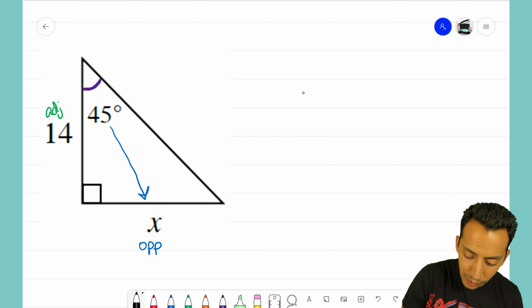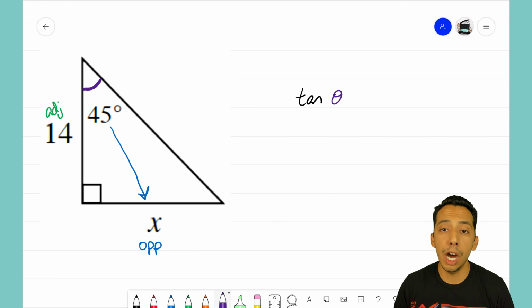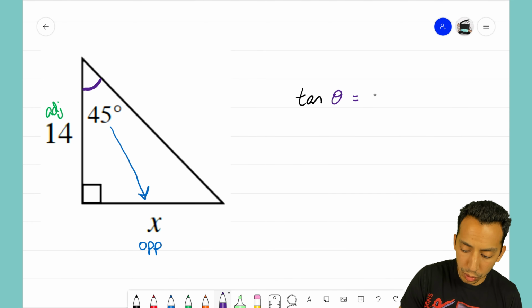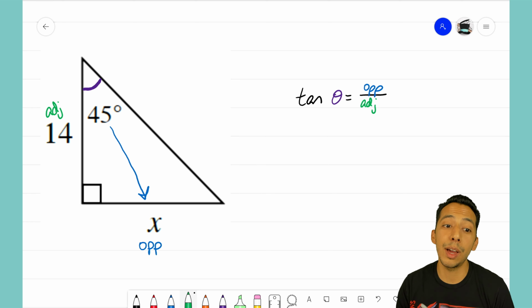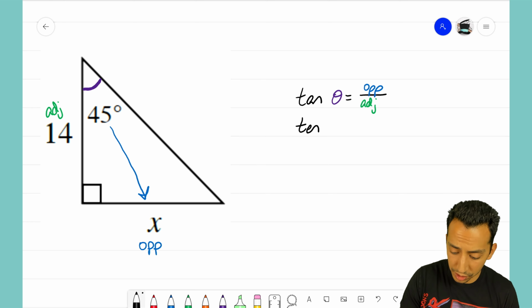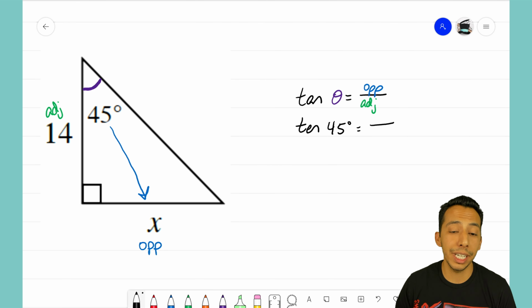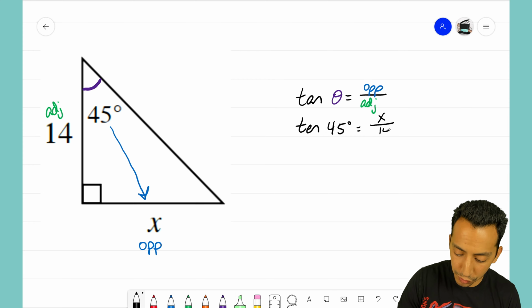Now that's great for us because we have the tangent ratio. The tangent ratio says, take the tangent of your reference angle and it will equal a fraction of two sides. In this case, it always ends up being the opposite over the adjacent sides. And those are the two sides that we're focusing on in this problem. So let's now plug in our information. Tangent of our angle, in this case my reference angle is 45 degrees, equals the fraction opposite over adjacent. So I'll go ahead and put x over 14.